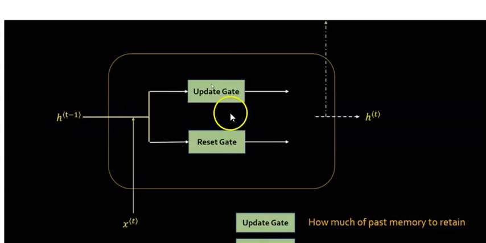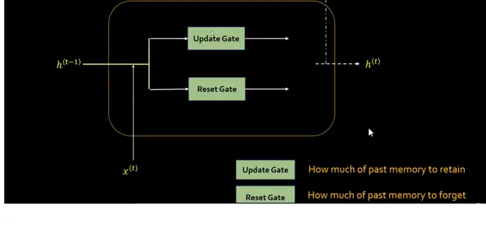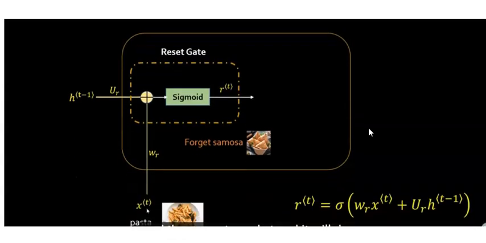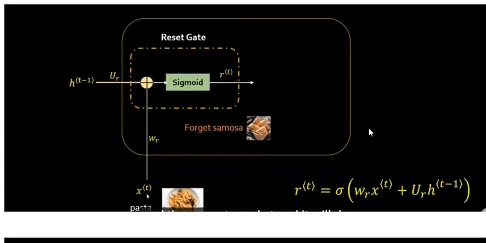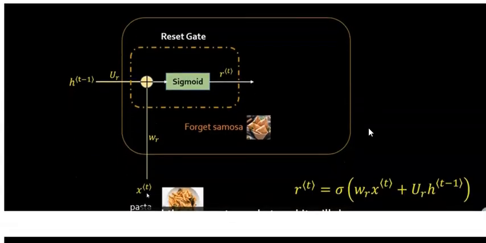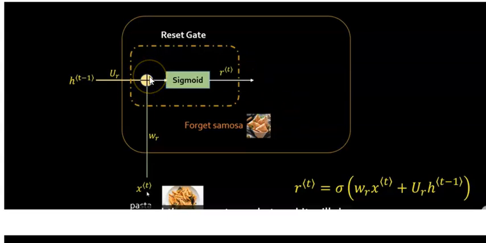These two are going to be the update gate and reset gate, and the output will be H of t. So after update gate and reset gate, what is the operation inside the reset gate? It's again a weighted sum. This plus means we are having a weighted sum. UR and WR are the weights of the reset gate.